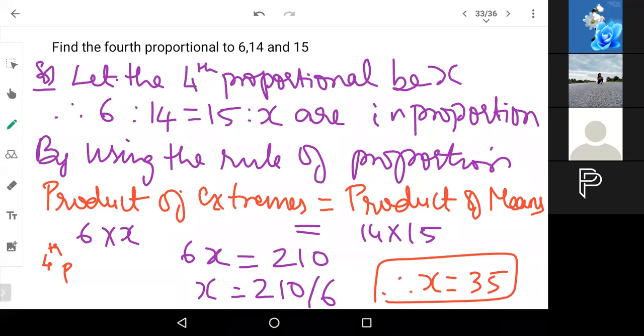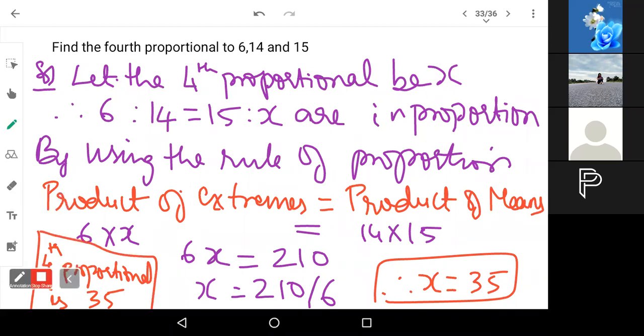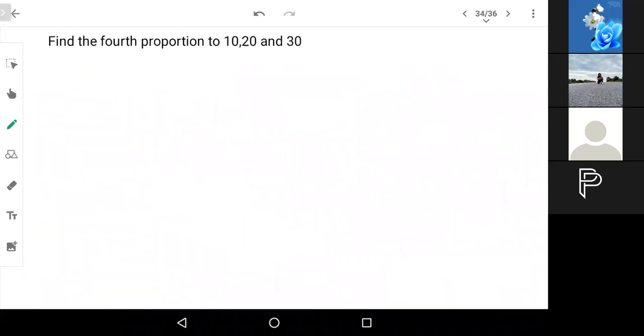Fourth proportional is 35. Understood? Any doubts in this problem? Okay. Now next one.